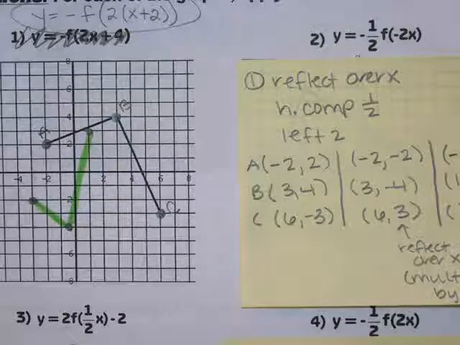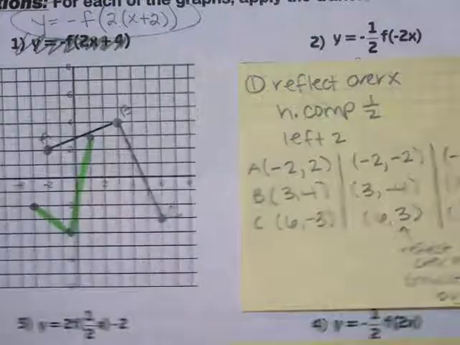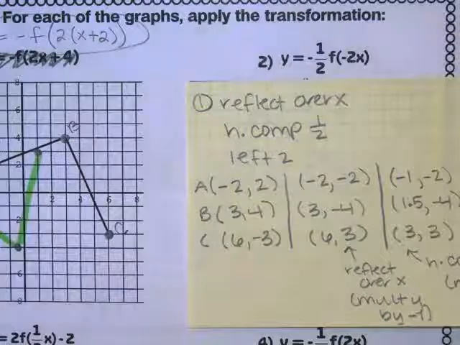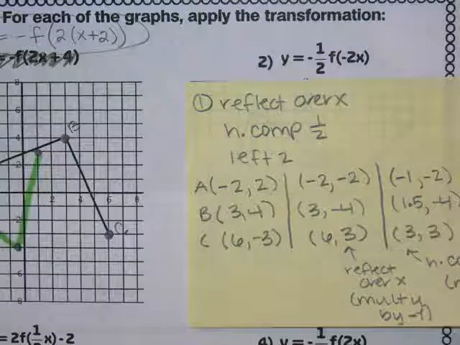All right. What I want you to do is I want you for number 2 to write down the different transformations you have so we can make sure that we have those down.